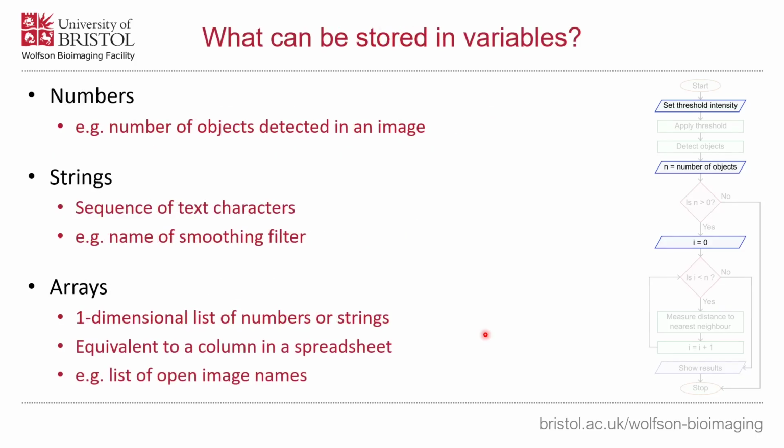So there's kind of 3 main classes of things that can be stored in variables. You've got numbers, like literally just integers or decimals. You can have strings, so these are sequences of text characters. An example I've given there would be the name of a smoothing filter. And then also arrays. So this is effectively a 1D list of numbers or strings, and it's kind of equivalent to a column in a spreadsheet. An example that I've given there is a list of open image names. It could also be, for example, a list of filters.